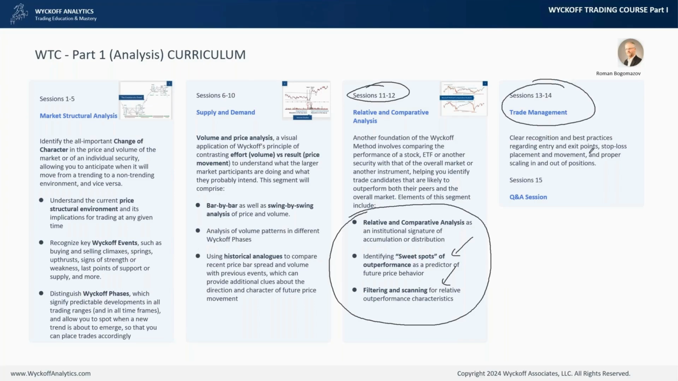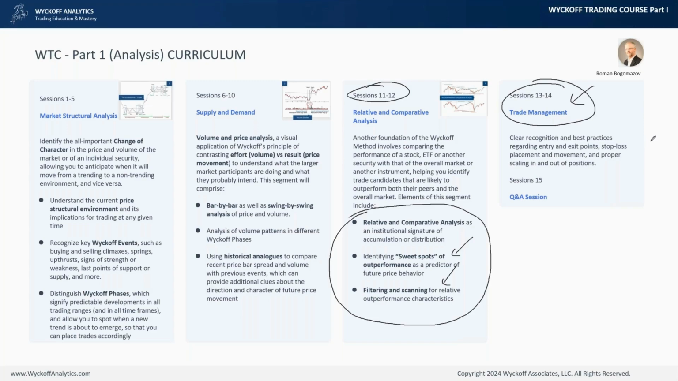And then in the next two sessions, we'll talk about the trade management, your points of entry, your stop loss, how do we move the stop loss, your trims, your add-ons, your exits, sizing, portfolio sizing, and so on and so forth. But more on that will be done in the WTC2 class.